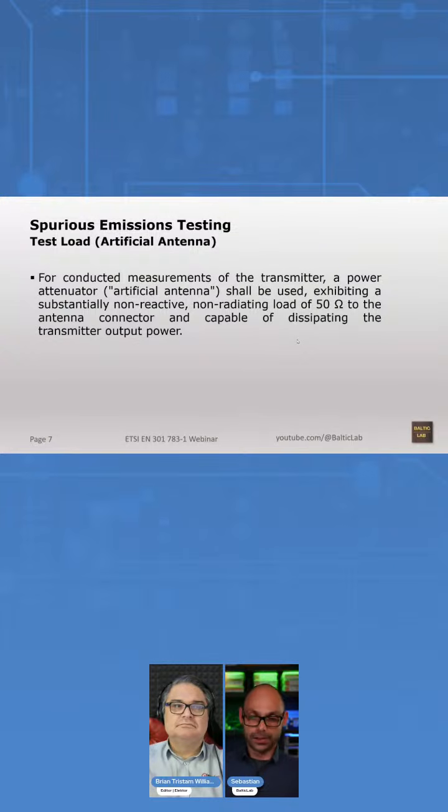Then the test load, which is called artificial antenna in the standard. Let me jump a step back. I didn't put that in the slides, but usually these newer radios, you can just unscrew the antenna. It's an SMA connector, and you can connect to it. If you cannot do that, you have a problem.